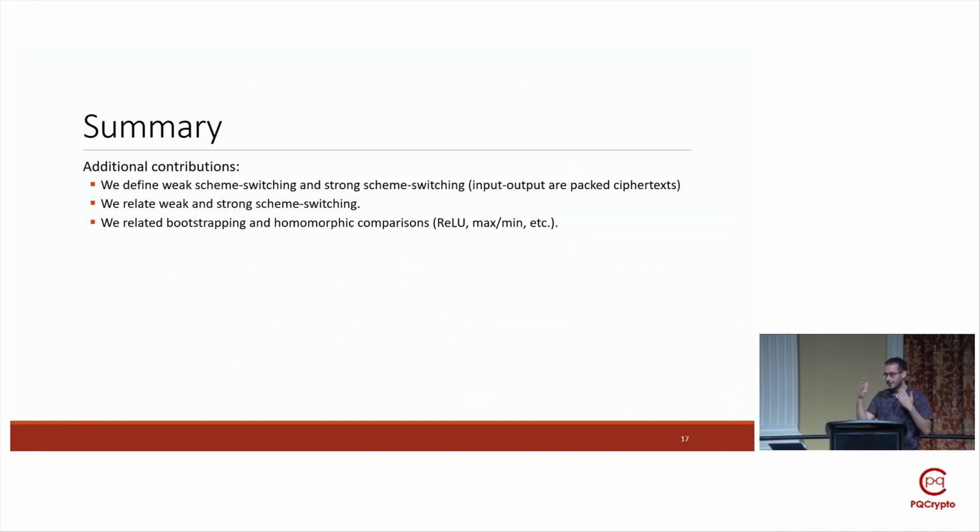So in the paper, we do the full details of what we call weak scheme switching, which is what we saw. And again, this weak scheme switching already immediately implies bootstrapping. And then we also did a strong version of this where you take into account the polynomial interpolation, or the packing of the scheme. This is done just through homomorphic linear transformations, as you would expect.